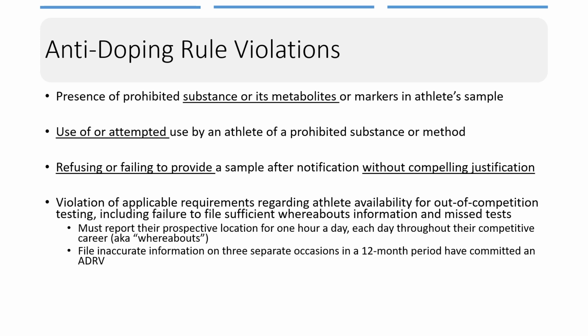And violations regarding athletes' availability for out-of-competition testing, including inaccurately providing whereabouts, where they are, or missing tests, are also considered violations. Athletes are required to report their location for 1 hour daily throughout their competitive career, known as whereabouts, and failing or providing inaccurate whereabouts information on 3 separate occasions within a 12-month period is deemed a significant violation.